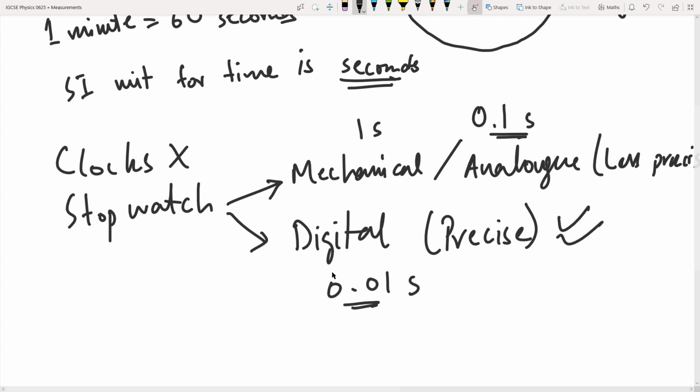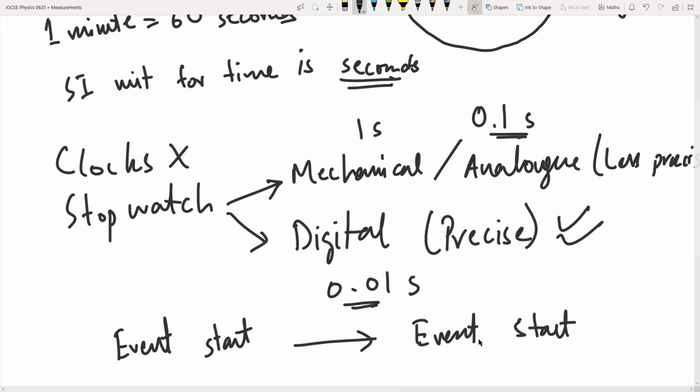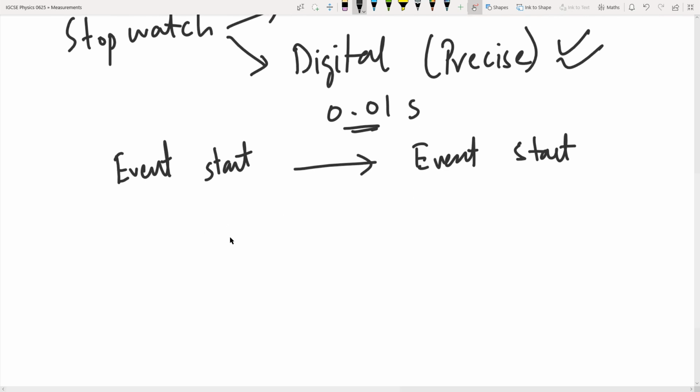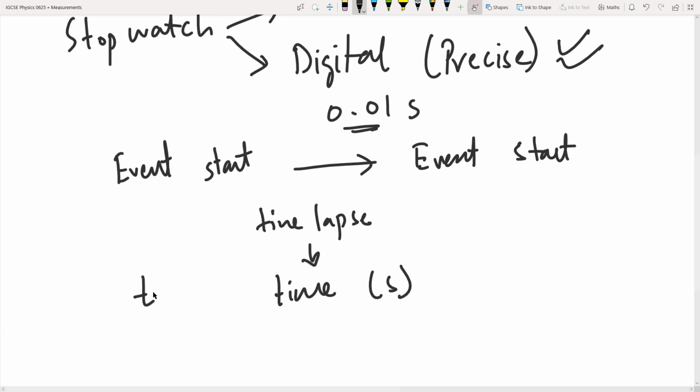So how can we read time? We can simply use a digital stopwatch to see when an event starts and when an event ends. So what is time? Event start to event end, whatever the event is, right? The time lapse for this is called time, right? So the time lapse, how much time it took, is what we call time, and we usually measure it in seconds. It is represented by the symbol T, and it is measured in units of seconds, represented by the symbol s, right?